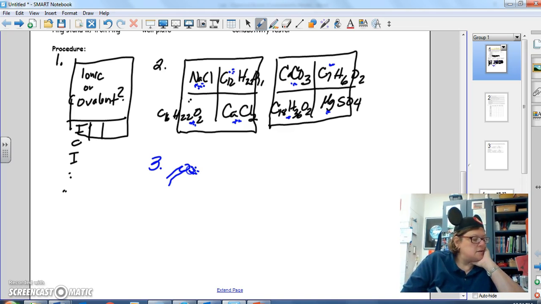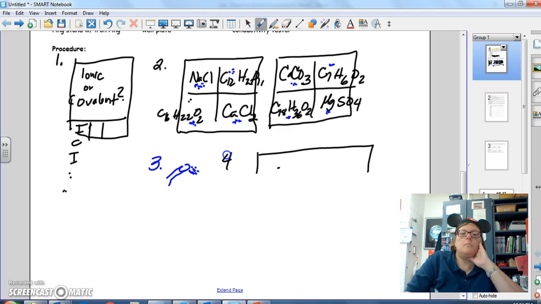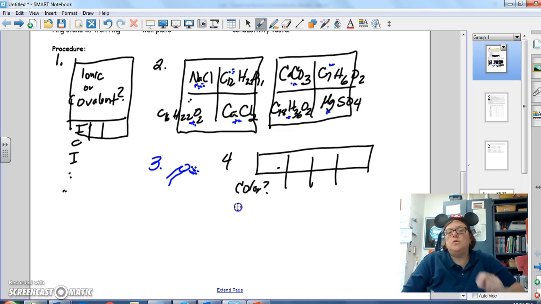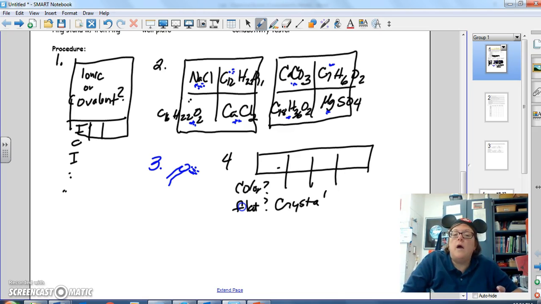Okay? Step 4, you're going to record on the data table what does it look like? What color is it? What do the grains look like? Are they crystalline? Are they flat? Are they waxy? Do they sparkle? Write down a few words that describe the substance.